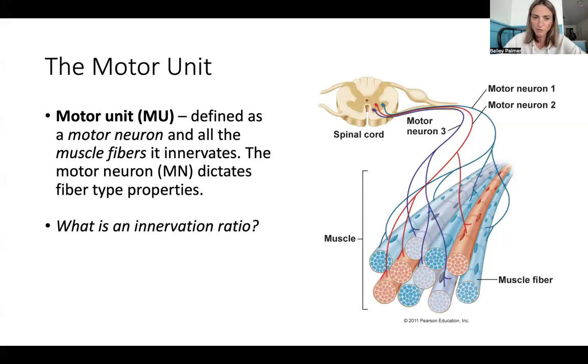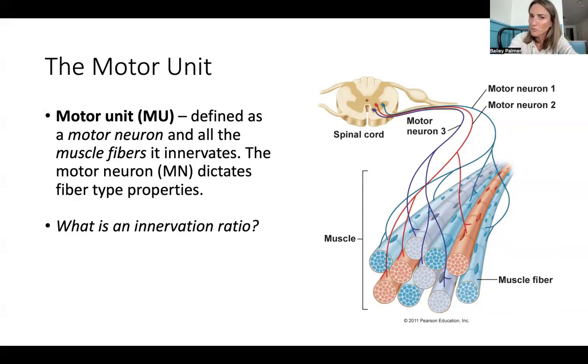You probably are pretty familiar with how motor neurons work and how that action potential arrives at that motor neuron, activating every single fiber. We know that's called the all or none principle. So all the muscle fibers within one motor unit will activate. Let's talk about the innervation ratio.